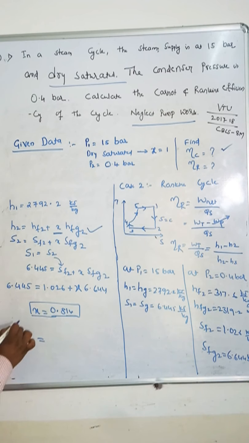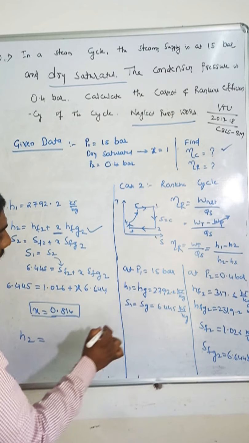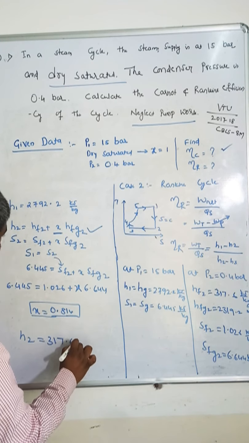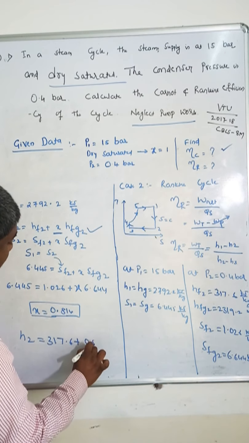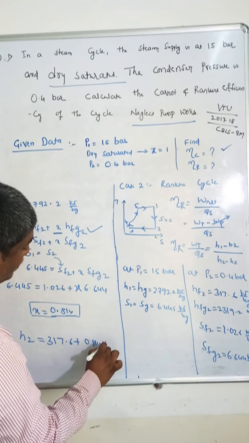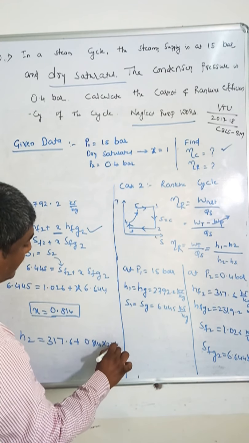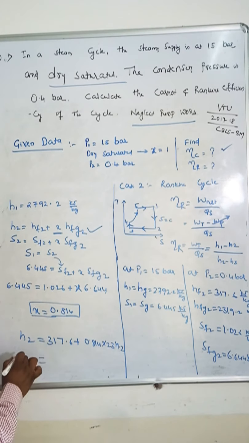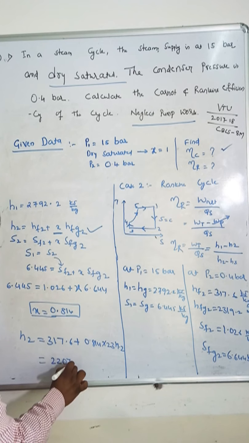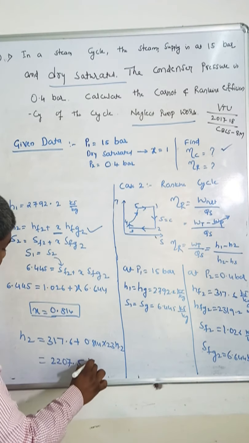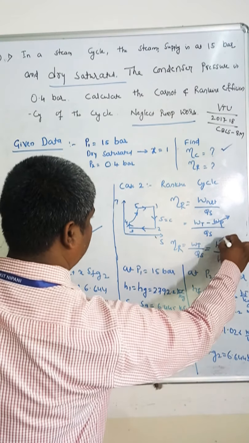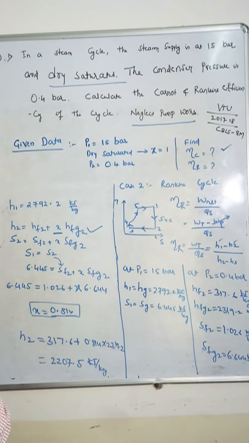So substitute this x in this, and you will get h2. h2 is equal to hf2, how much? 317.6 plus x, 0.814, into hfg2, 2319.2. So you get h2 is 2207.5 kilojoules per kg. So now I got h1, I got h2, I need h3.